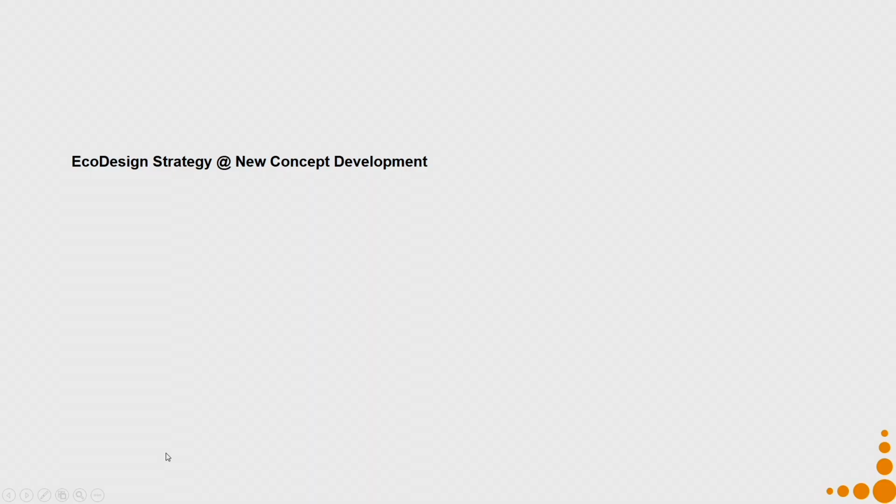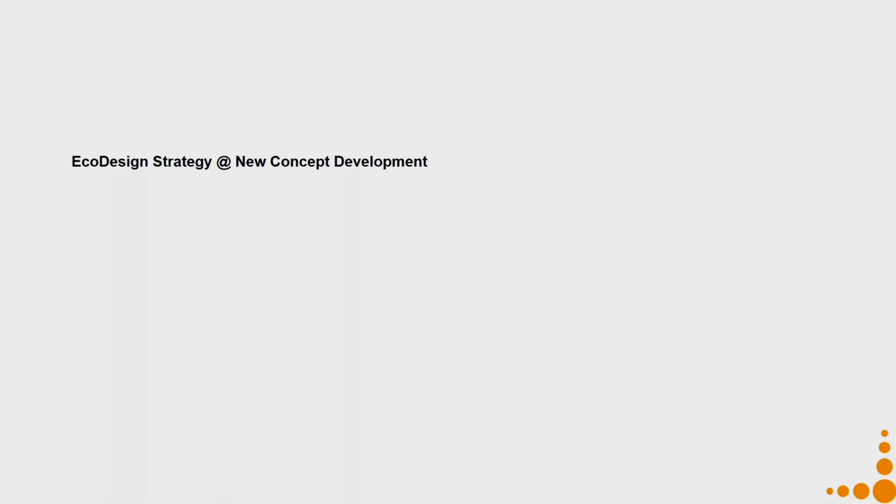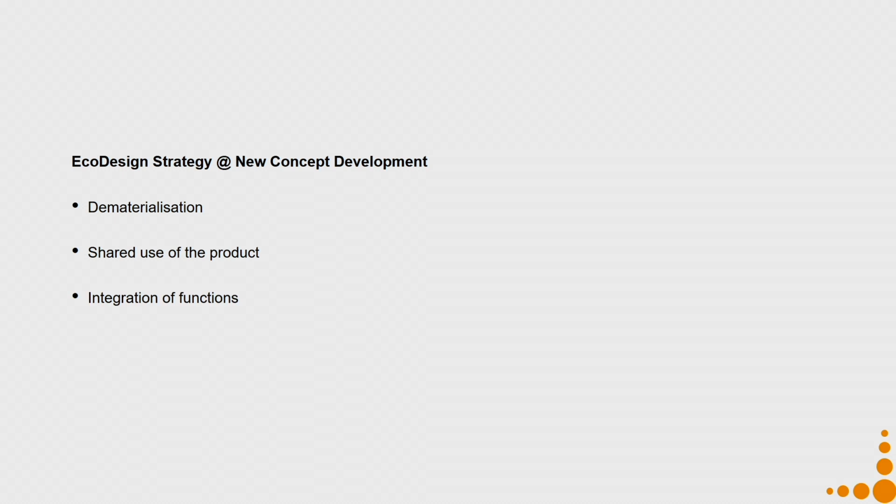So, once we have done a need analysis of the design context that we have at hand, our next step is to use this eco-design strategy, which is meant for new concept development. It consists of dematerialization, shared use of the product, integration of functions, and functional optimization of product components. So, what does this imply?